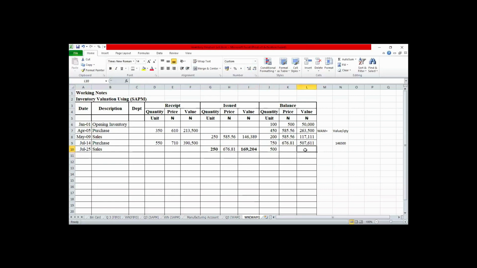We have quantity balance of 500. Let's also consider the value minus the value. Then we also confirm the price, whether it's still the same or not. That is the value divided by the quantity. What we have is still the same thing, which is 676.81.